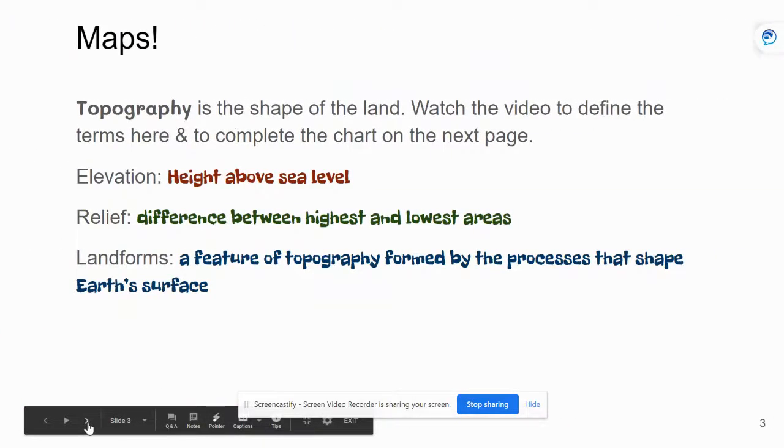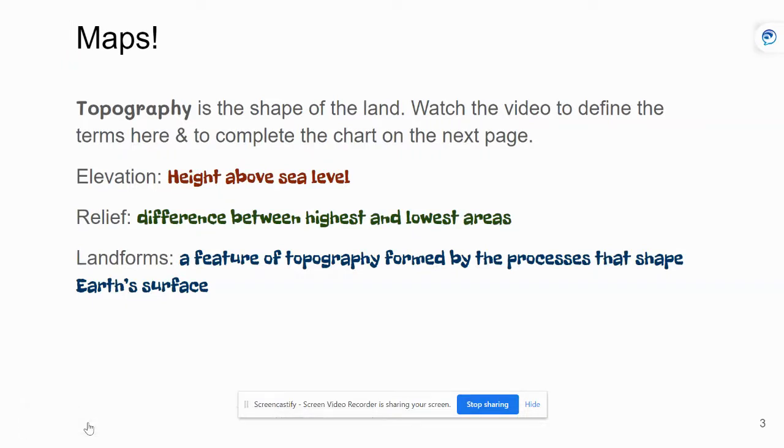So today we're going to talk a lot about topography, and the topography definition is given for you in your digital notebook. It's the shape of the land. You're watching the video right now and defining the terms.